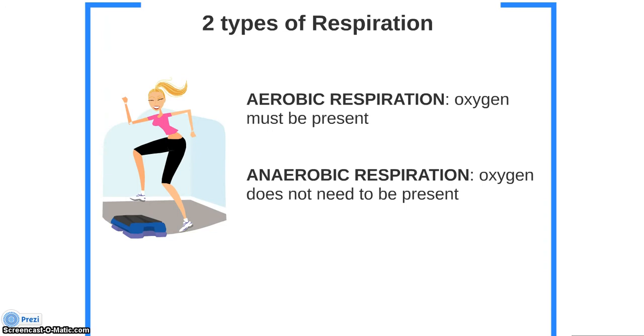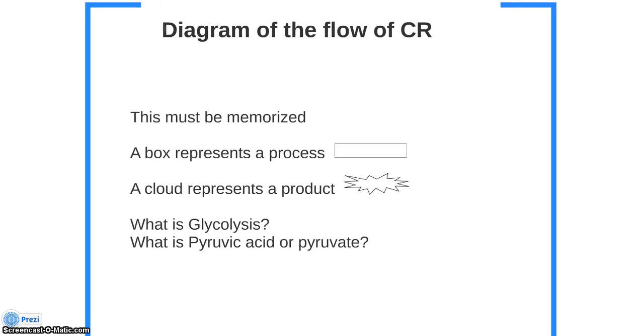There are two types of respiration. One is aerobic respiration. This is where oxygen must be present. So if you think of yourself or me doing aerobics, you need to breathe in oxygen in order to do it. Anaerobic respiration is on the flip, which is where oxygen does not need to be present, and usually it's not present.